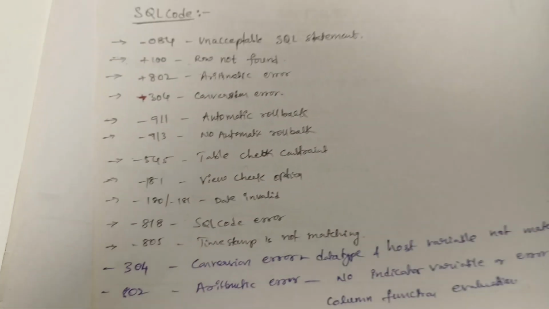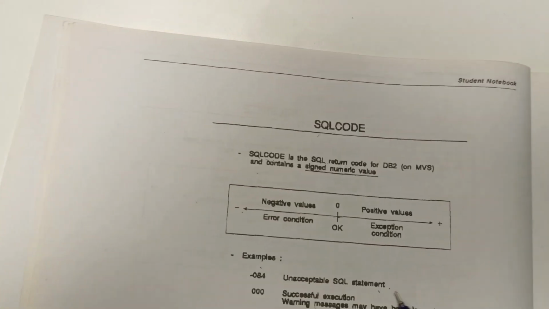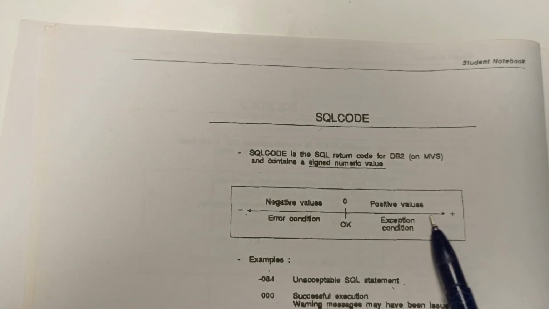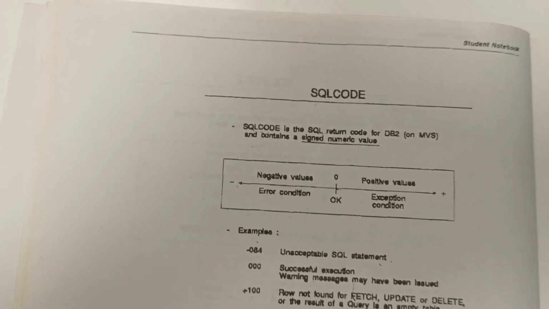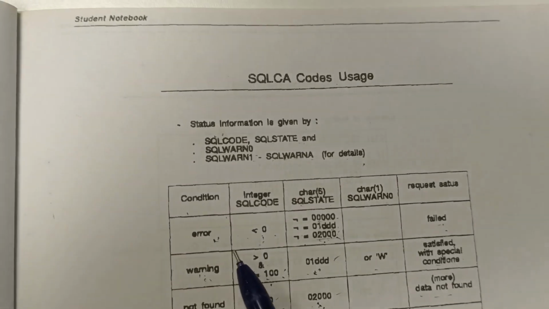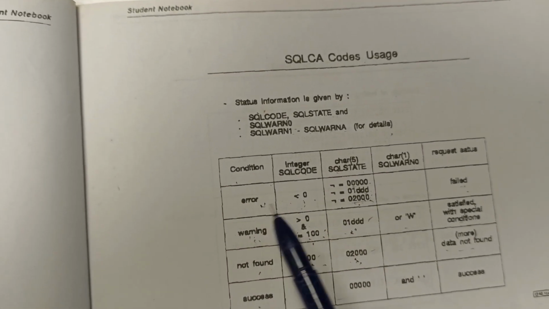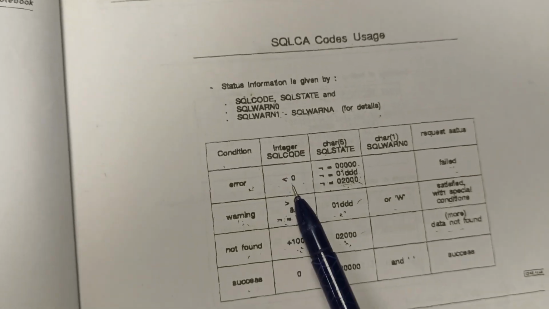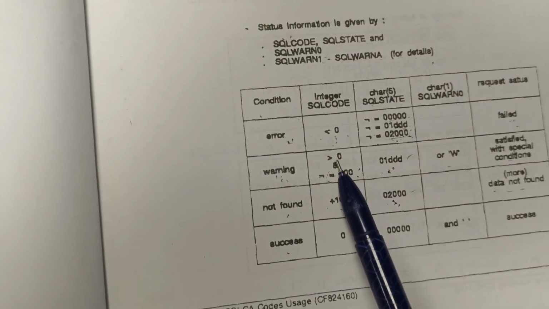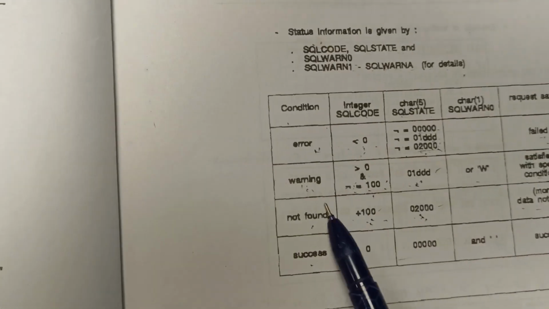-818, -805. These are SQL codes with negative values only. Negative values are called error conditions, and positive values are called exception conditions. This is how to use the SQLCA to handle the SQL code state. If SQL code is less than 0, it means error conditions. If it is greater than 0 and not equal to 100, then it is called warning messages.